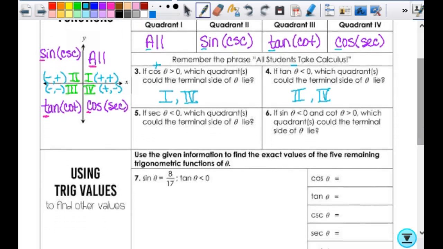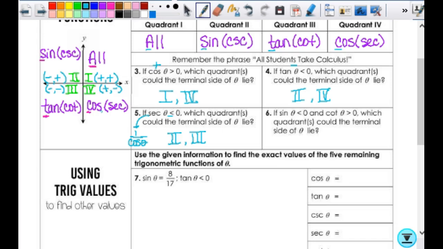Okay. So then it says if secant theta is less than 0, that means we want it to be negative, and secant is the reciprocal of cosine, so we're really talking about cosine. So if it's less than 0, it's negative. So in the first quadrant, everything's positive, so it's not that. Quadrant 2, sine is positive, which means cosine is negative. And then quadrant 3, tangent's positive, which means cosine's negative. And then in quadrant 4, cosine's positive. So those are the two.